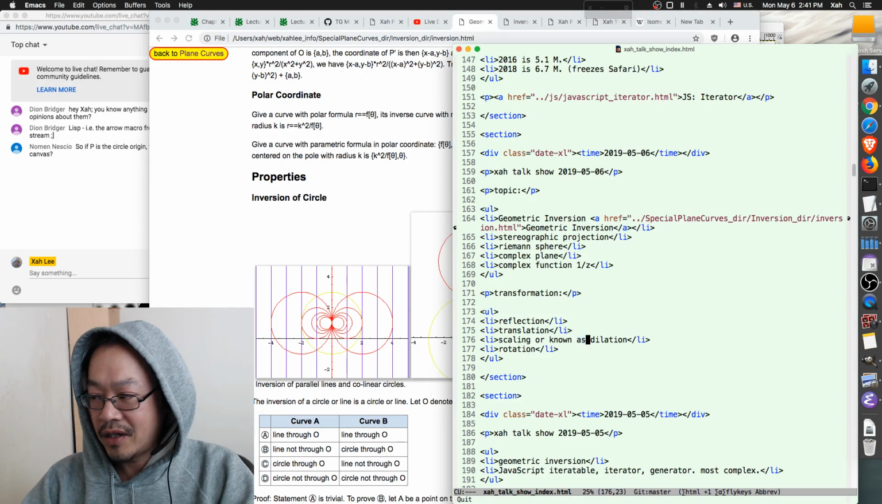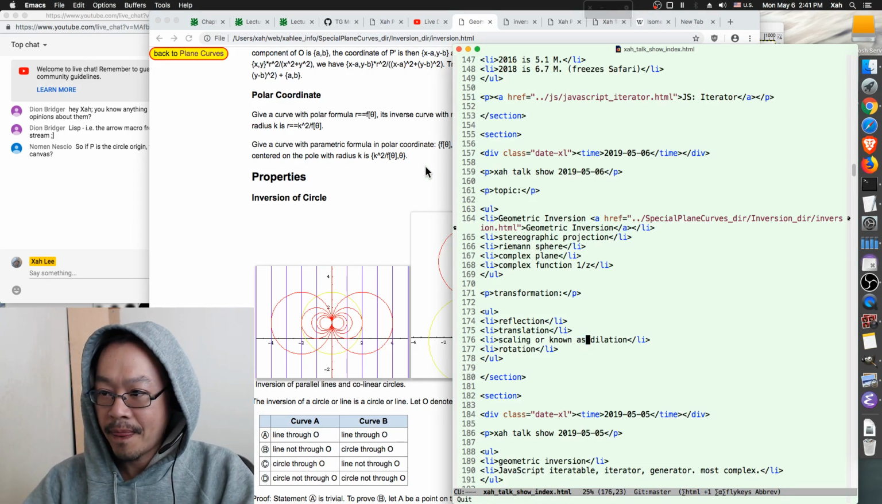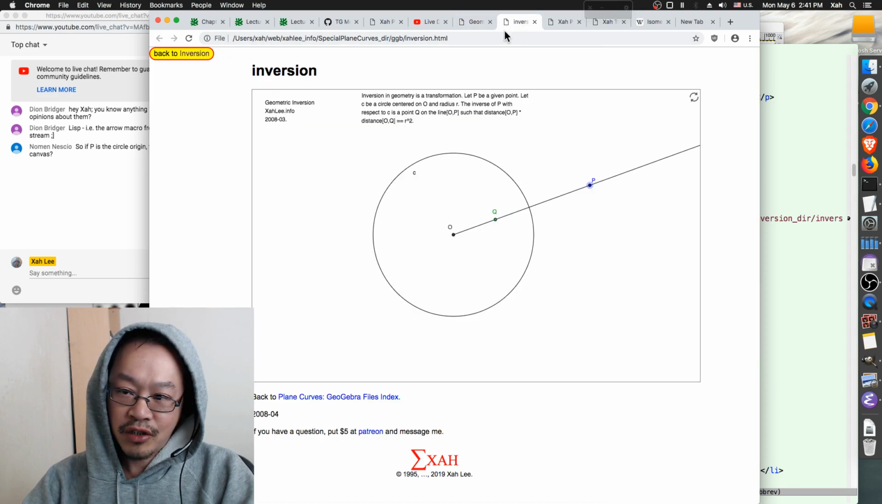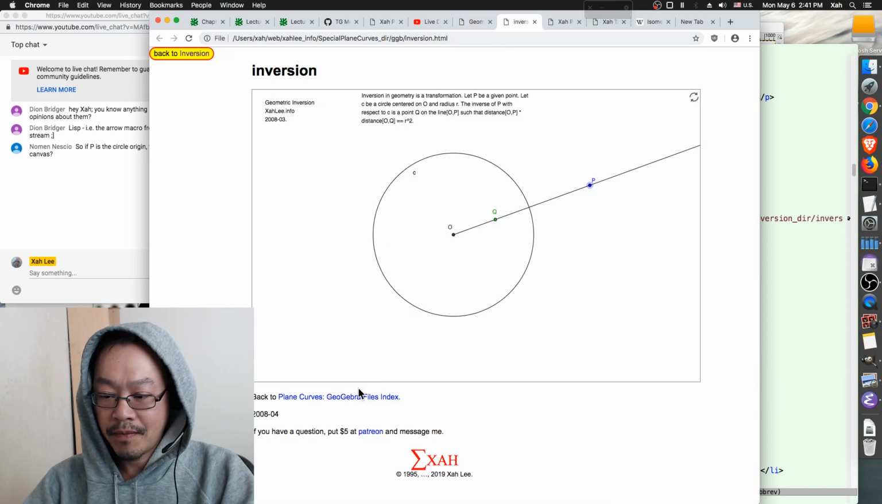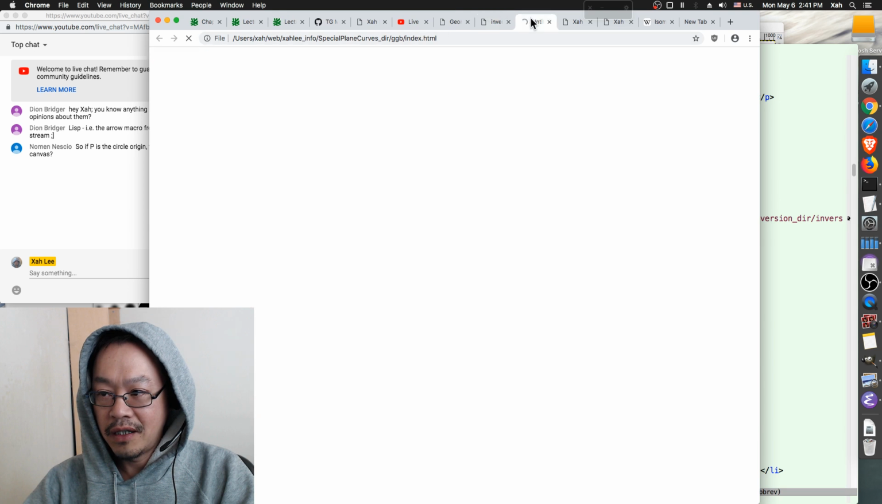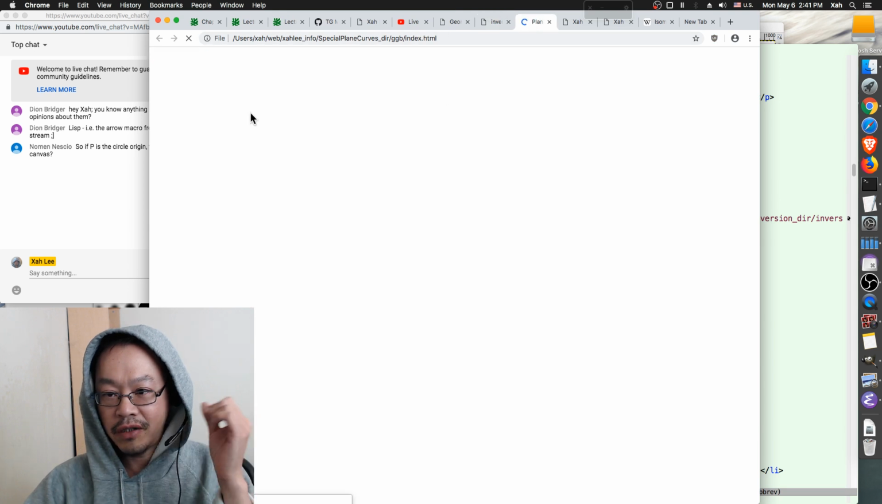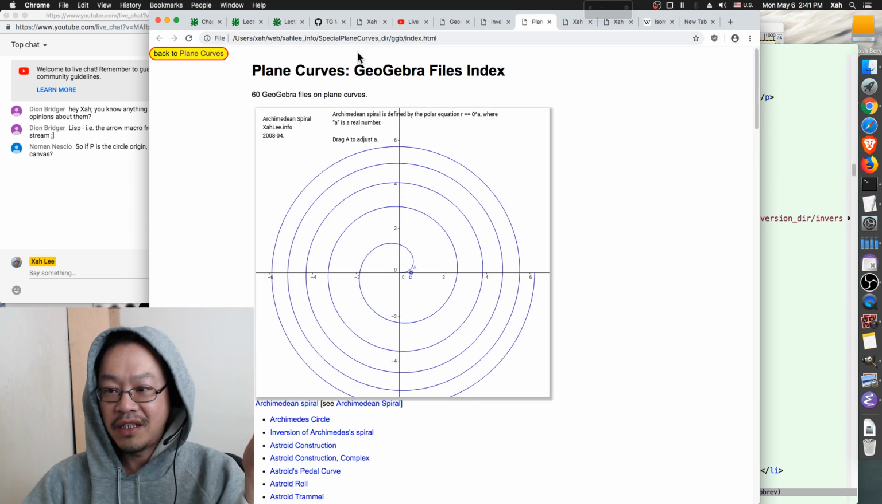So first of all, let me just show you the stereographic projection. You can see a picture of it.